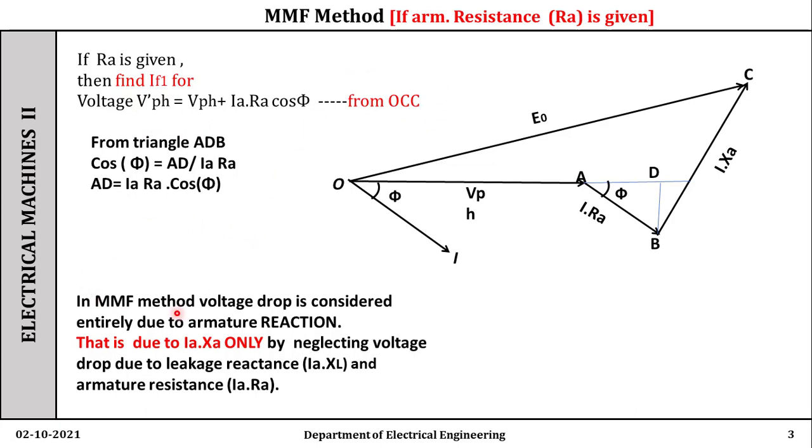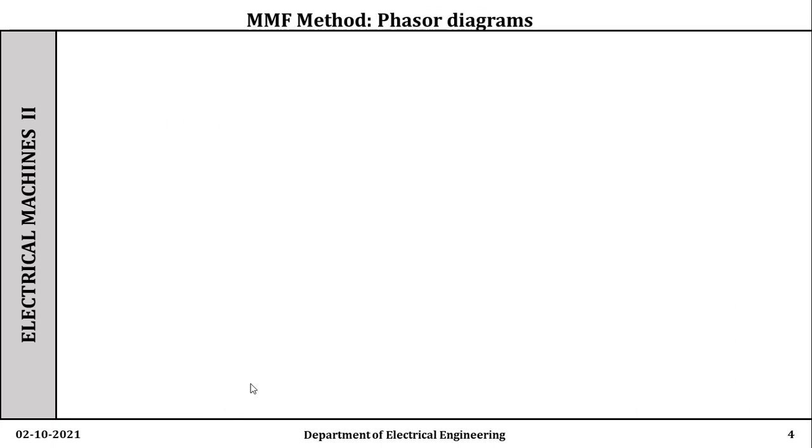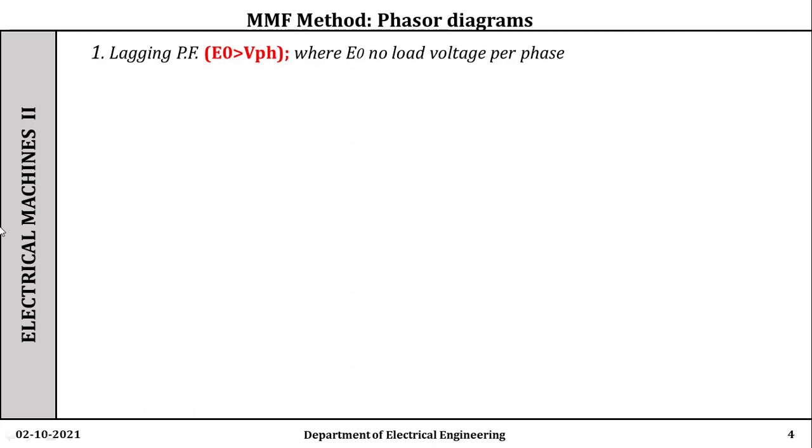Further, it is mentioned that in the MMF method, the voltage drop is considered entirely due to the armature reaction reactance, that is due to IAXA only, by neglecting the voltage drop due to the leakage reactance, that is IAXL, and due to armature resistance IARA. Now up to this, we have obtained IF1, then IF2, then we have obtained the resultant of IF1 and IF2, that is IF, and corresponding to this IF, we have to find out the no load generated EMF, E0 or EPH. But how to find the resultant of IF1 and IF2 for a lagging power factor?